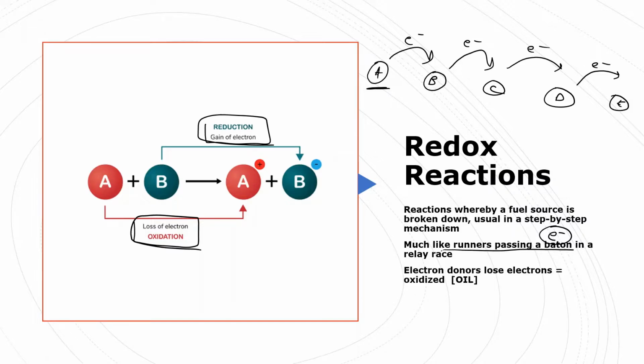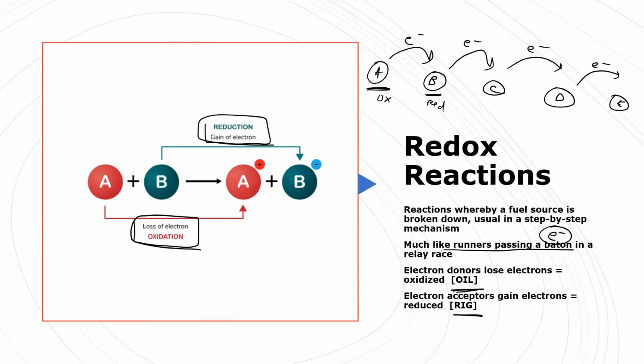And there are ways to remember this. Oil rig. A very simple trick. O-I-L, oil: oxidized is losing electrons. And R-I-G, rig: reduced is gaining. Reduction is gaining electrons. So at this moment in time, A is being oxidized, but at the very same moment, B is being reduced because B has grabbed the baton.